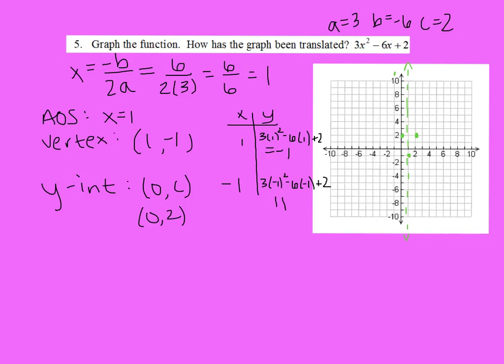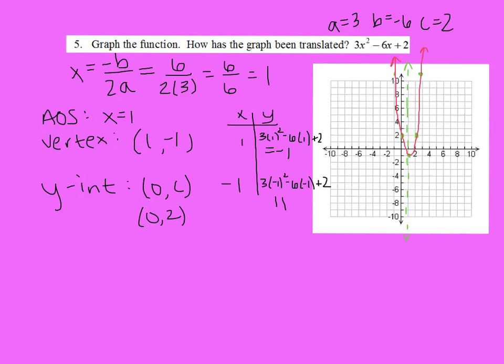I'm going to reflect that. And now I've got some more points. I can go ahead and graph this thing. So let's connect all these. Again, sorry, it's not going to be pretty. But my graph will look something like that. Okay, so now I just have to state how it's been translated.